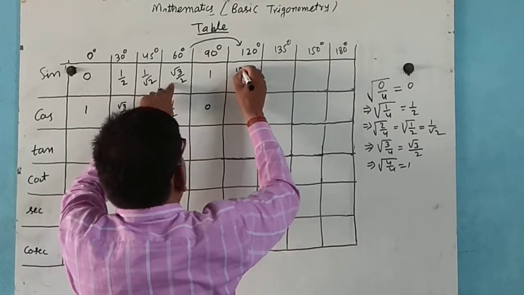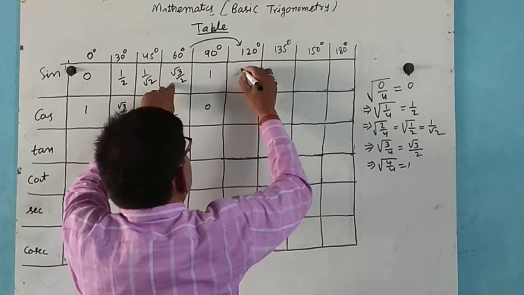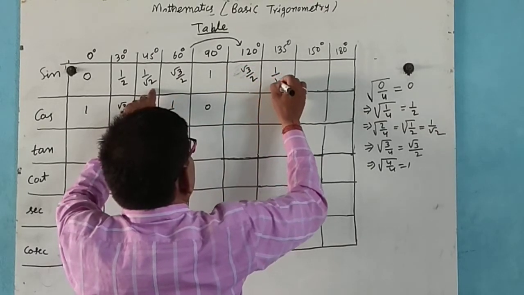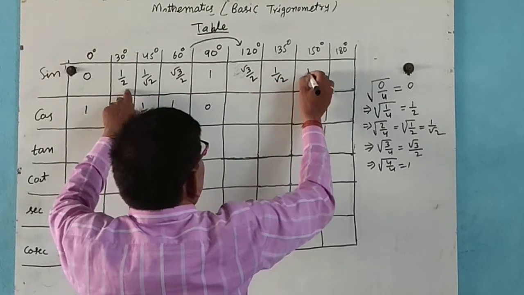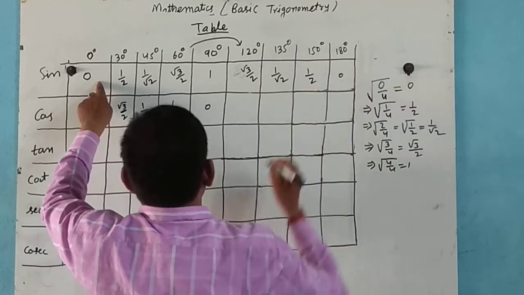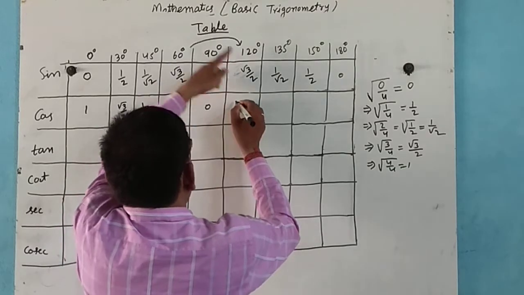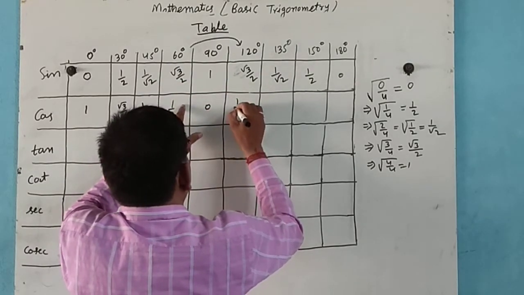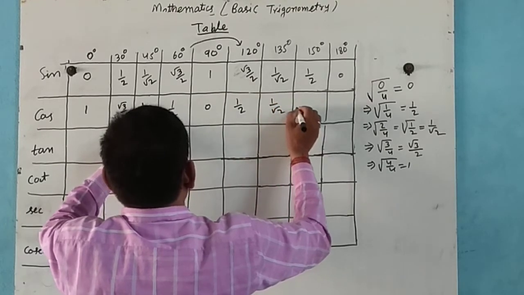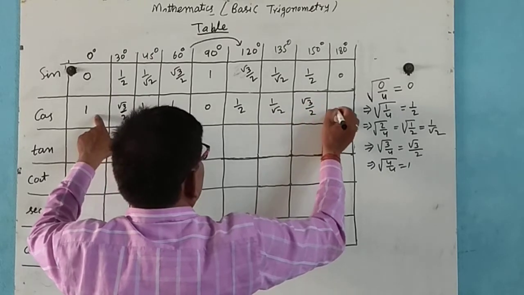Now this comes here, this comes here, this comes here. Now root 3 by 2, root 3 by 2, this comes here 1 by root 2, this comes here 1 by 2, and this comes here 0. Now in the same sense, here also comes under these properties: 1 by 2, here 1 by root 2, here root 3 by 2, here 1.